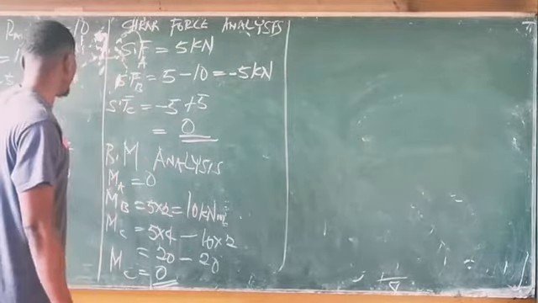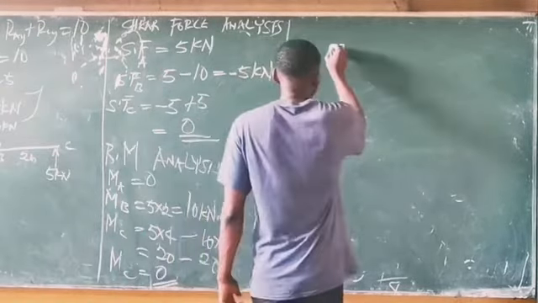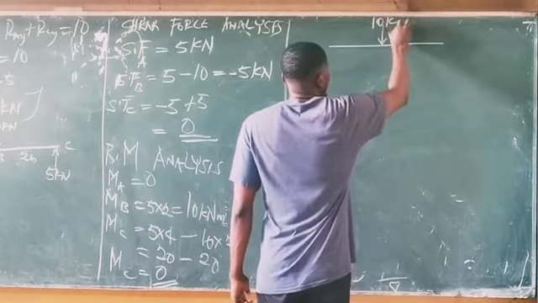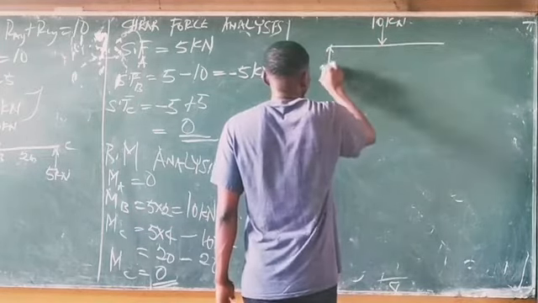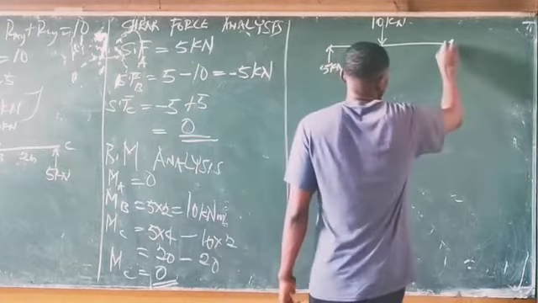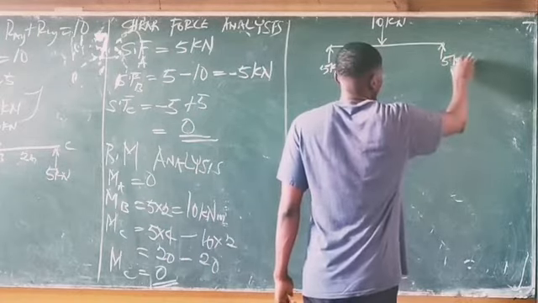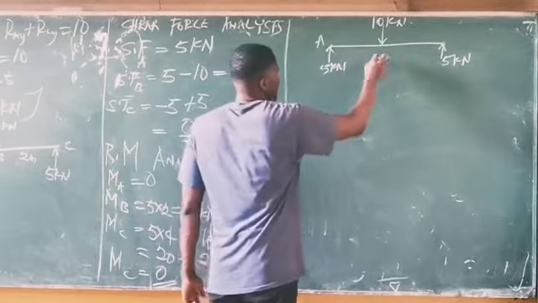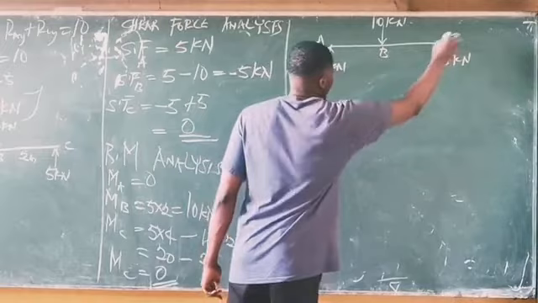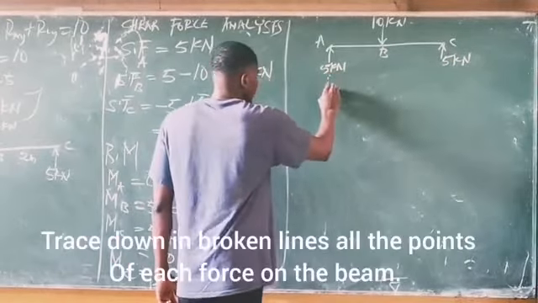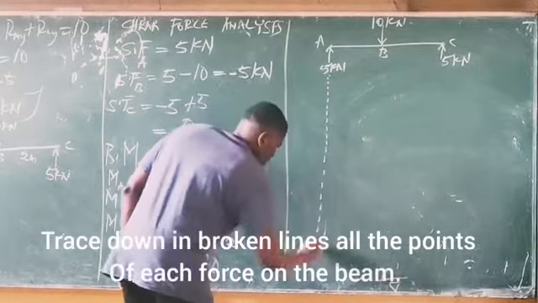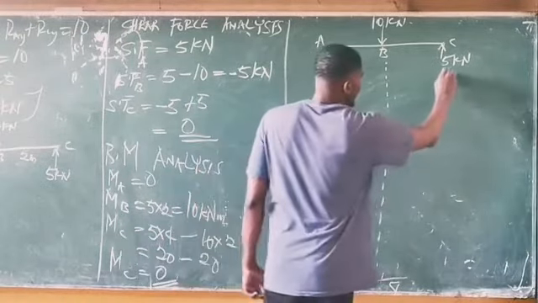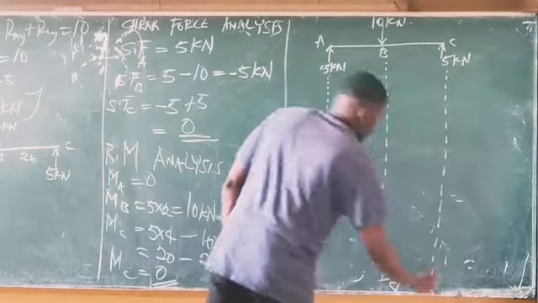So the first thing you do is to bring the beam. So we have the beam. We have a 10 kilonewtons force here. We have a 5 kilonewtons force here. And then we'll have another 5 kilonewtons force as well. Okay, so what you're supposed to do is on a graph, but then you can as well use the freehand. It's allowed. So all you do is trace down all the points of the force.